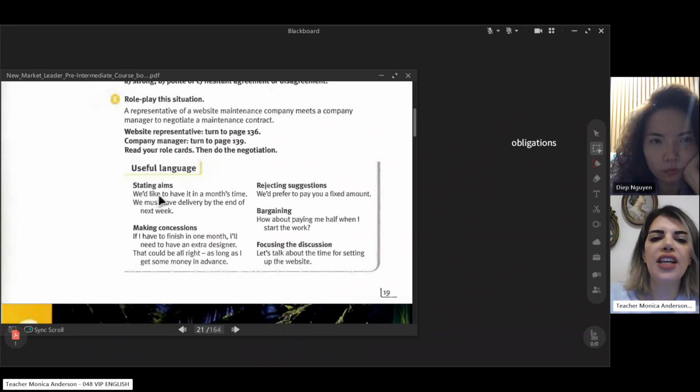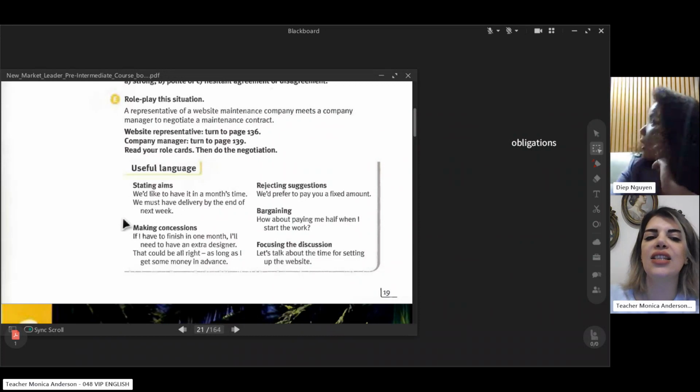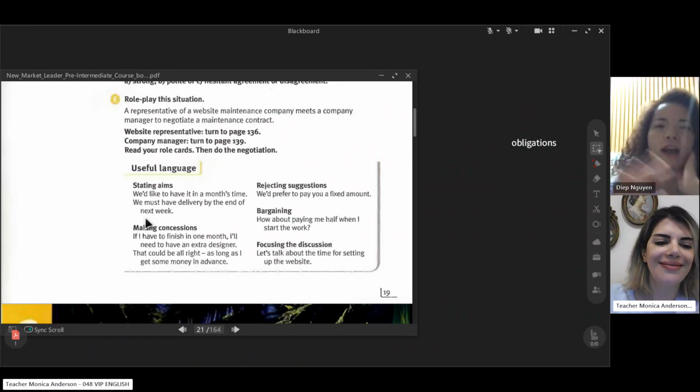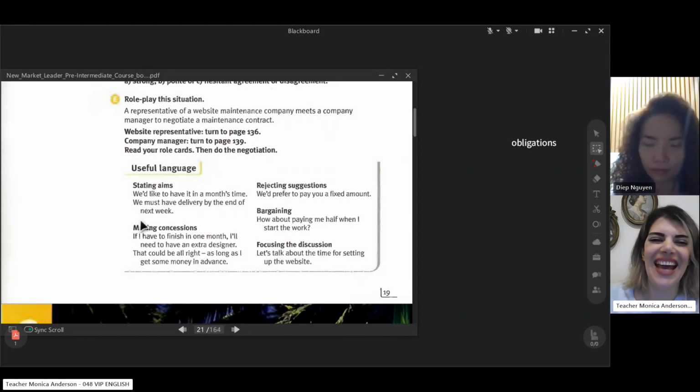And the last one, making concession. If I have to finish in 1 month, I'll need to have an extra designer. That could be all right as long as I get some money in advance. Okay, it's okay.